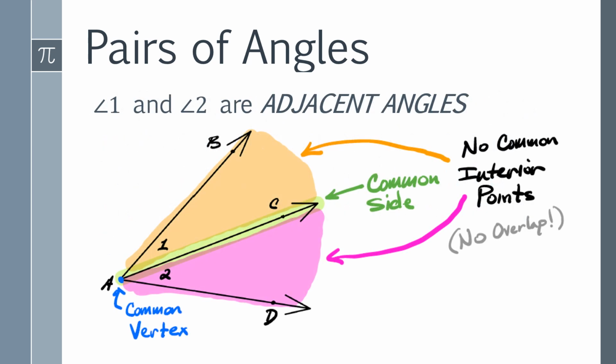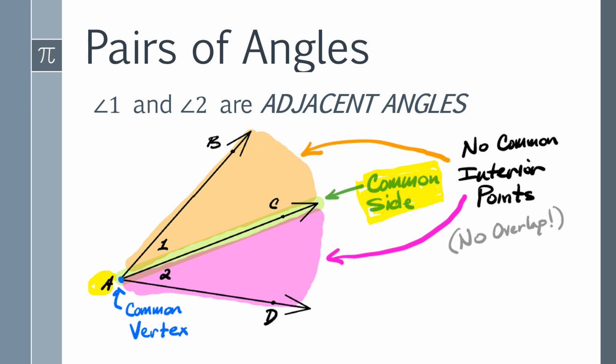Okay, so in this first drawing here, I have angle 1 and angle 2. And what you'll see here is that we have a common vertex right here, okay? Common vertex with point A. We also have a common side here, right? We have this common side, all right? That would be ray AC.